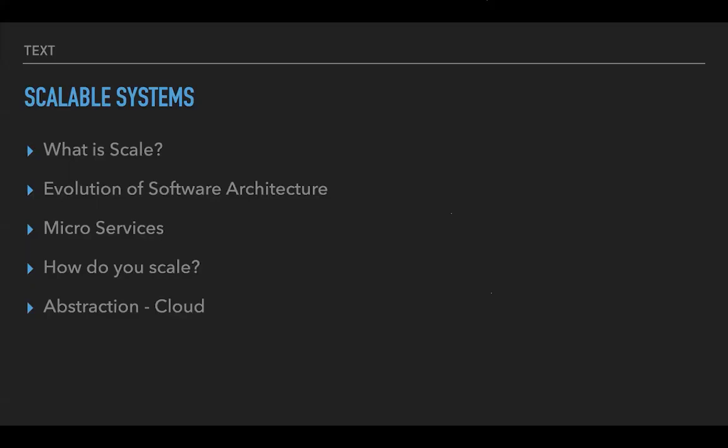Now, what is a coupled system? What is a decoupled system? What is a monolith system? What is a microservice system? All of this might be too much information for you at this point of time, but I just want you to at least be aware of these words: what an architecture is, what is monolith, what is microservices, what is scale.